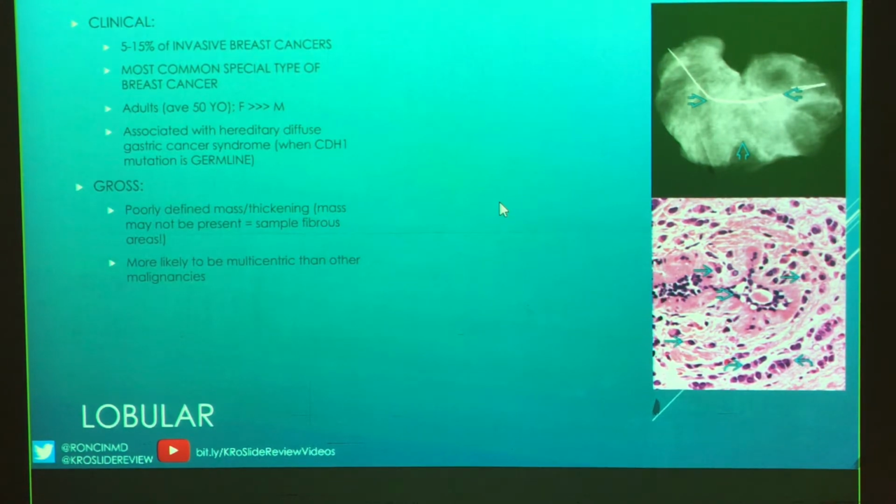Lobular carcinomas are more likely to be multicentric than other malignancies, but you also have to consider, is it truly multicentric, or is it just that we're not necessarily seeing an area right between things? Hard to say, but these are very tricky tumors.